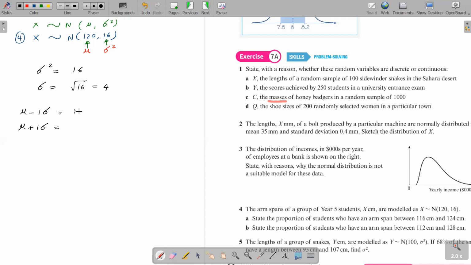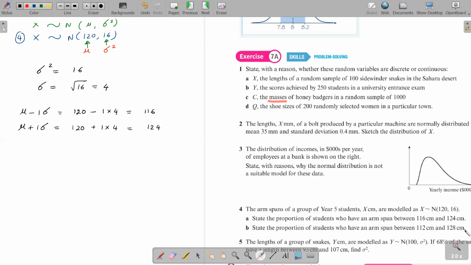So mean is 120 minus 1 times 4, 120 plus 1 times 4. 120 minus 4 is 116. 120 plus 4 is 124. I think you can see. State the proportion of students who have an arm span between 116 centimeter and 124. So what's the proportion?